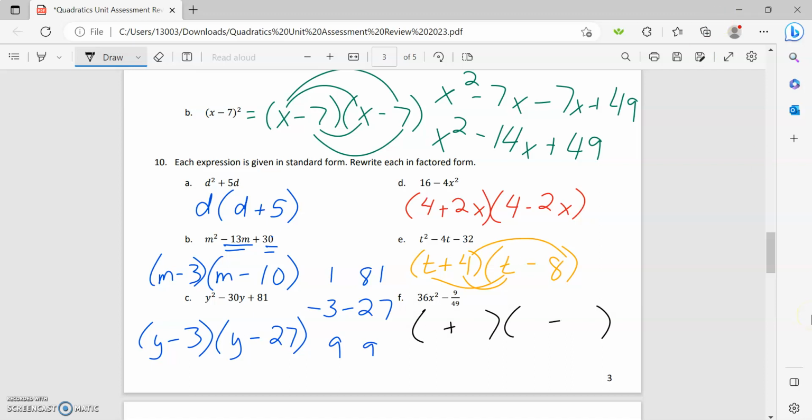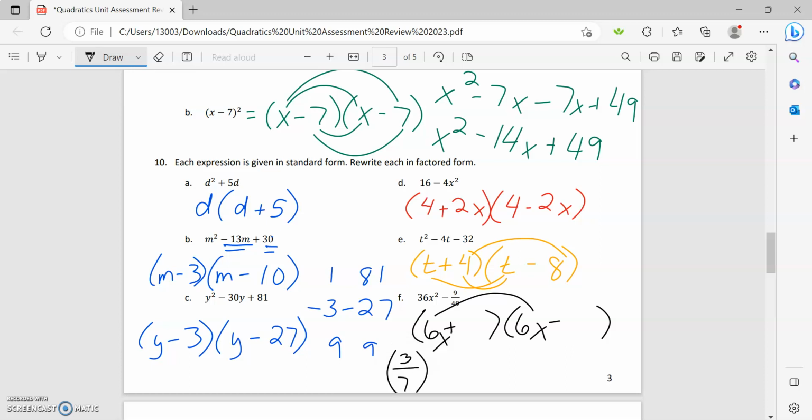Now, when I do the first, outside, inside, last, the FOIL, my first two terms multiplied together need to get me 36x squared. So how do I do that? What two numbers multiply to give me that? Well, 6 times x here and 6x here, when I multiply them together, I get 36x squared. Now, the other question I can ask is, how do I get myself 9/49ths?